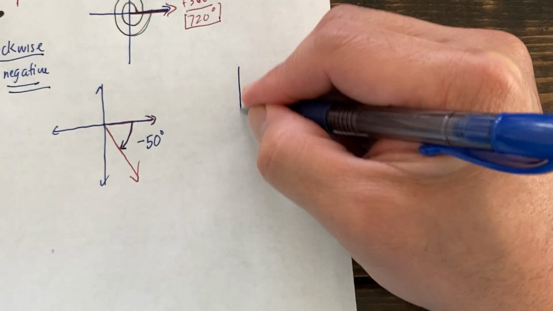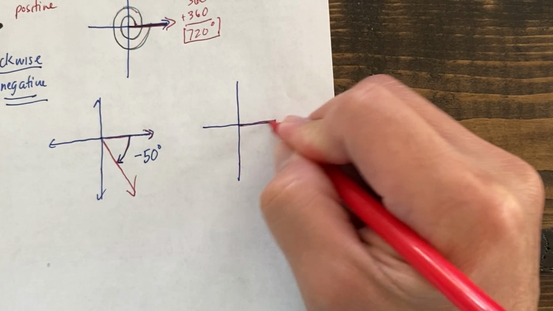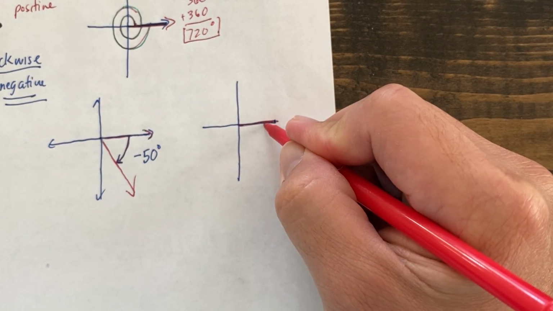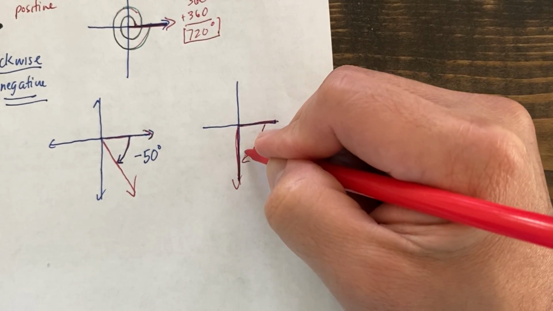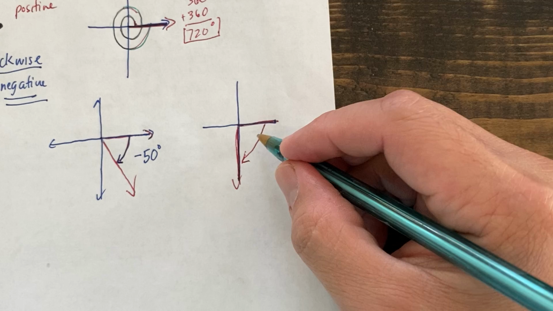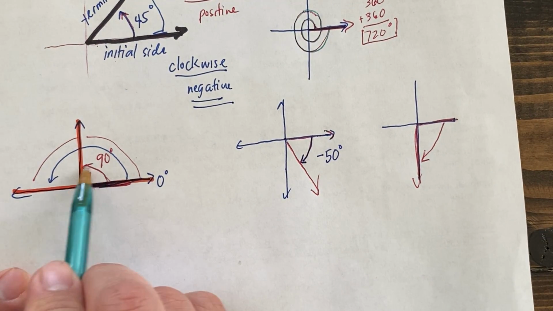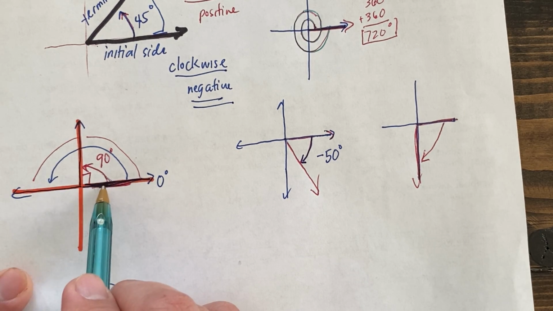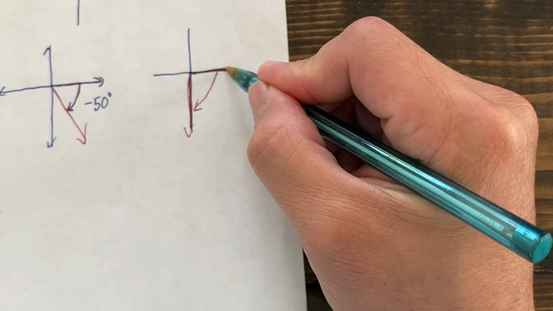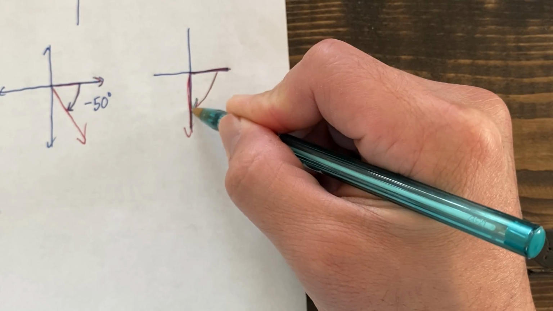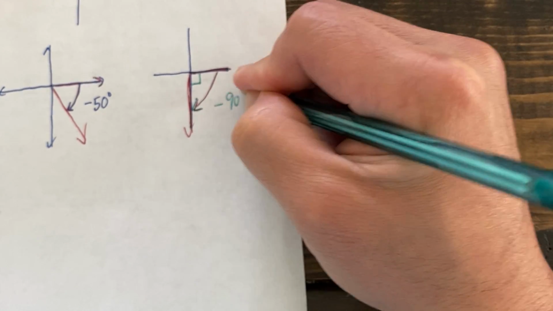And let's say I have another one. This is my initial side, and let's say it goes straight right here. And this is my terminal side, with a clockwise movement. Same thing as before: it goes from one axis to another. This one is clockwise, so we know that this is negative 90 degrees.